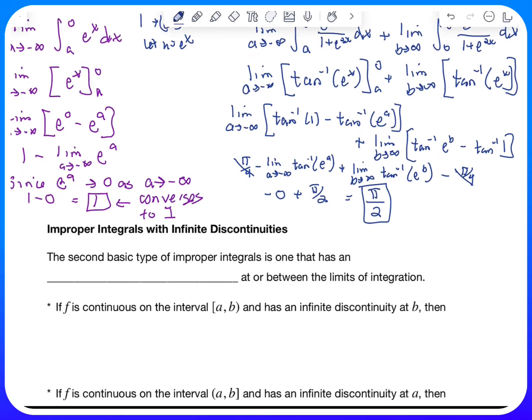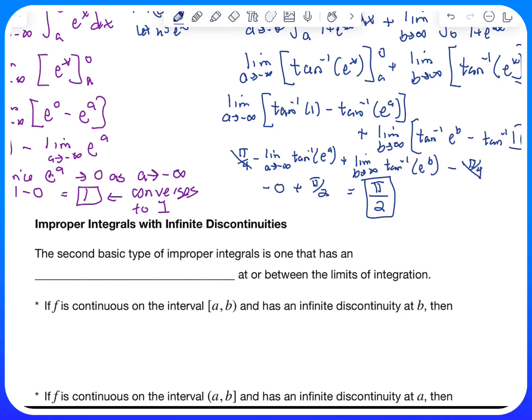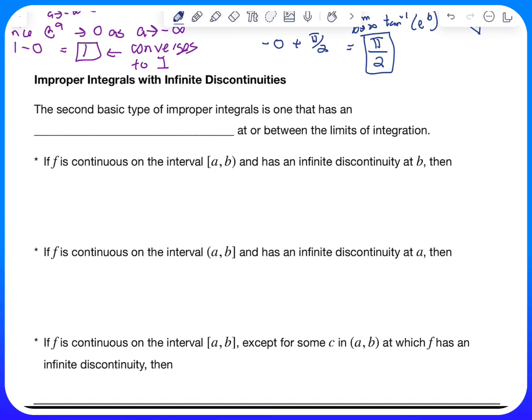Okay, now we're going to look at improper integrals with infinite discontinuities. The second type of improper integral is not as obvious as the first, and this is where you have an infinite discontinuity at or between your limits of integration. So you're not going to see an integral to infinity or negative infinity. You're going to have to figure this one out. And basically this happens when we have asymptotes.